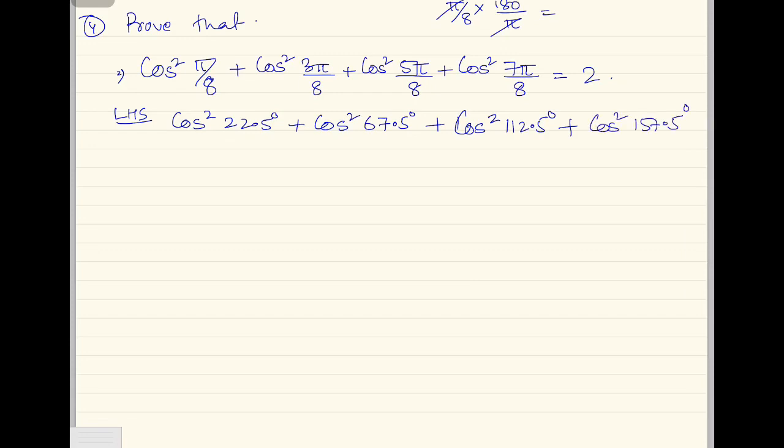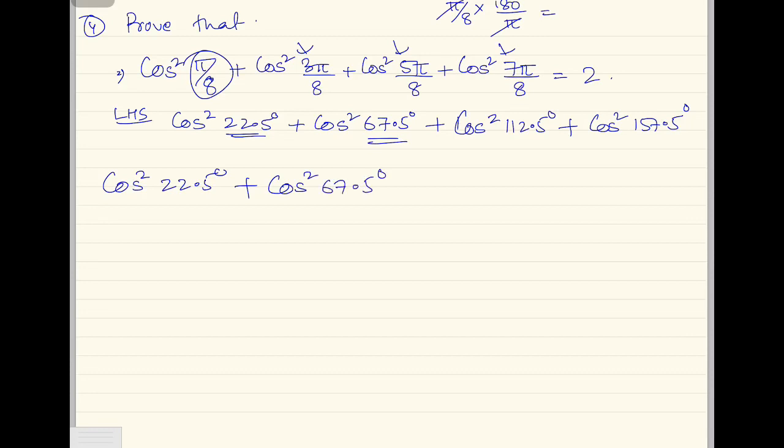Okay, so again I repeat, how did I do? I just converted the pi by 8 and then just multiplied by 3, 5 and 7 to convert the rest. Because this way in degrees it will be easier. I know you'll be more comfortable in handling this. So this is an acute angle. We don't need to convert it. Let's keep it cos square 22.5 degree. That's quite okay. And this is 67.5 degree. That's also an acute angle. So let's keep it cos square 67.5 degree.